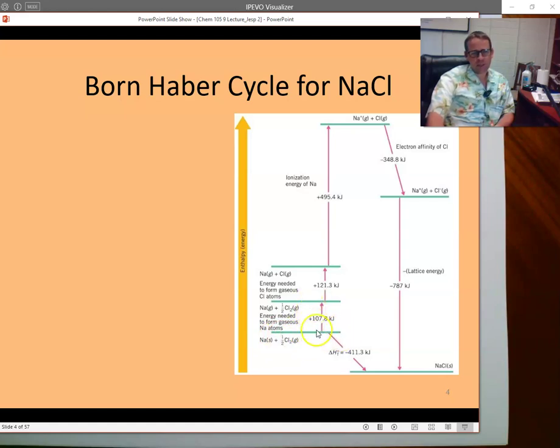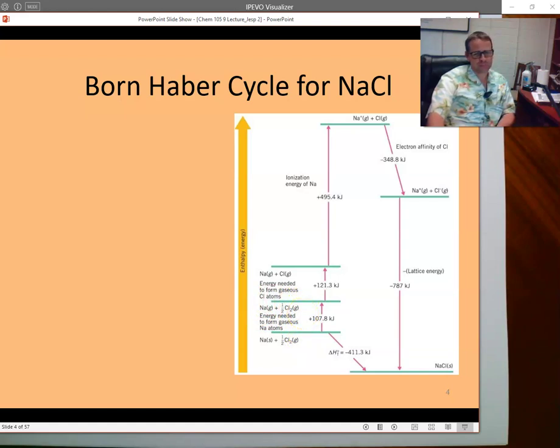This step here, which requires 107.8 kilojoules of energy, what does it look like we've done here in this step? Catherine, can you talk? No microphone? So Catherine, what happens in this step? Can you tell by looking at these initial reactants and then looking at them here? What have we done? What's the change from the first to the second there?